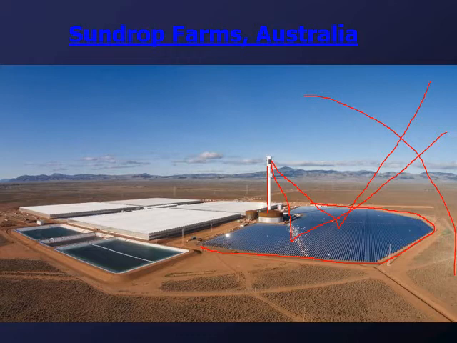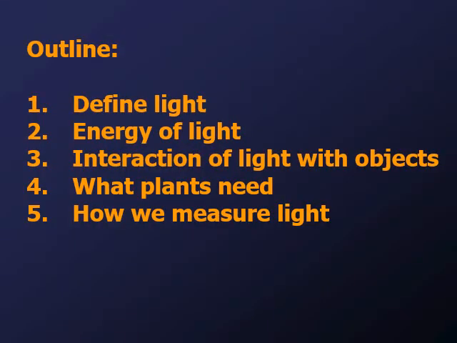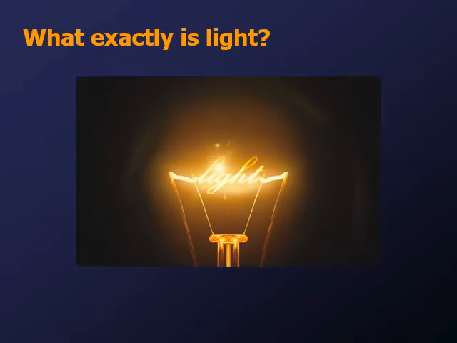So anyways, about light, let's talk about it. Defining it, then we're going to talk about the different energies in it and how it interacts with objects, and then what plants need, and then eventually how we measure it. But I think what we'll see is this last part I've split off into next week's lesson. So, all right, let's define it. This section might get a little geeky physics on you, but just bear with me, okay?